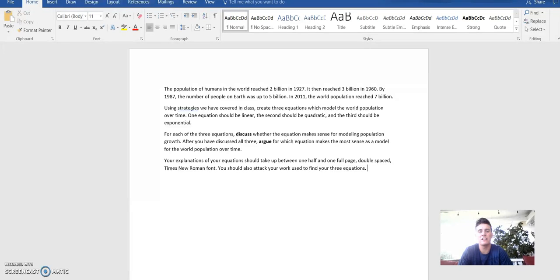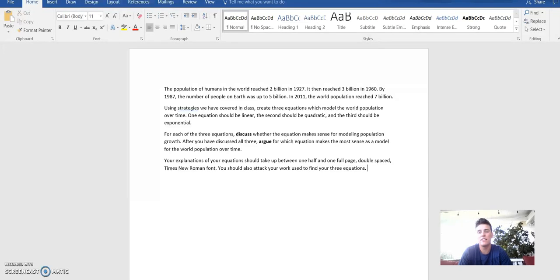Using strategies we have covered in class, create three equations which model the world population over time. One equation should be linear, the second should be quadratic, and the third should be exponential. For each of the three equations, discuss whether the equation makes sense for modeling population growth. After you discuss all three, argue for which equation makes the most sense as a model for the world population over time. Your explanations of your equation should take up between 1/2 and 1 full page, double space, Times New Roman font. You should also attach your work used to find your three equations.